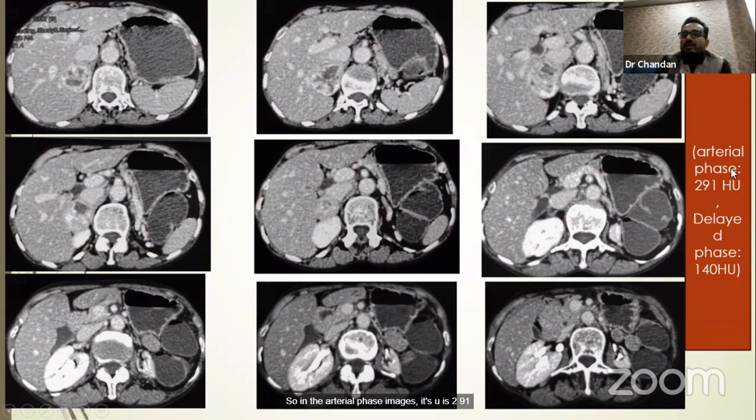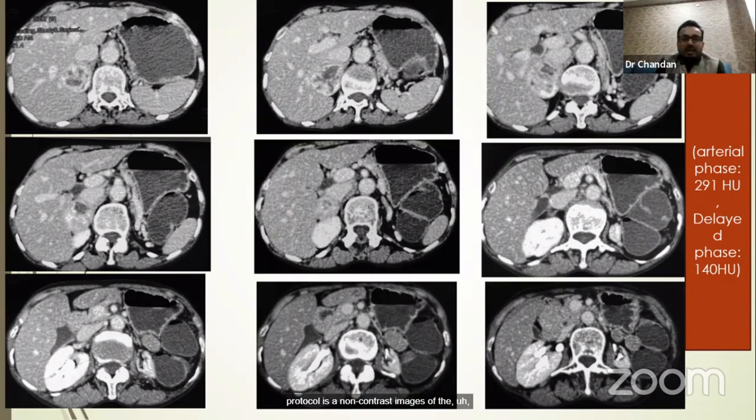In the arterial phase images, its HU is 291, and in the delayed phase images, it is showing 140 HU. It was done to rule out a hepatic lesion, because the patient was referred for ruling out a hepatic lesion. That's why we did only the protocol according to the hepatic lesion, not according to the adrenal protocol. The adrenal protocol is different.